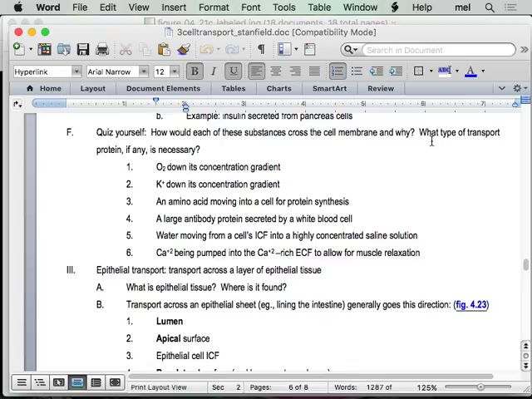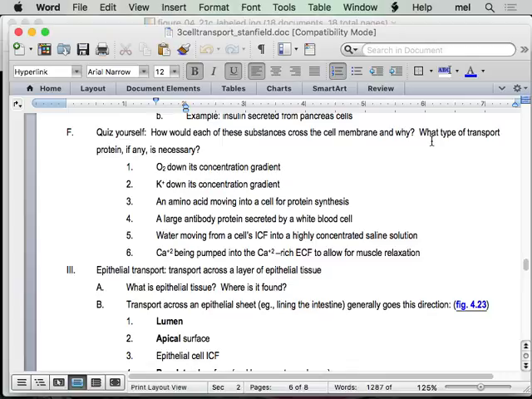Facilitated diffusion. Yes, I agree. If the concentration didn't favor it, you could also use secondary active transport. So facilitated diffusion, if the concentration gradient favors it, yeah? If the concentration gradient doesn't, then you'd probably use secondary active transport. Does that make sense to you guys?